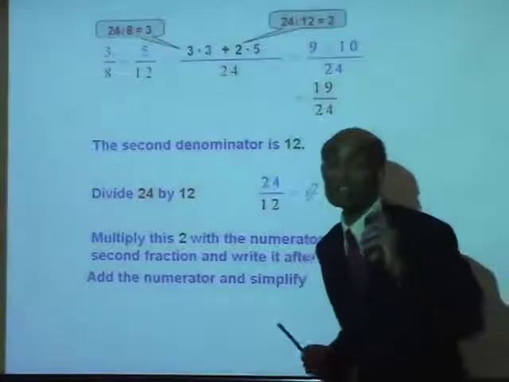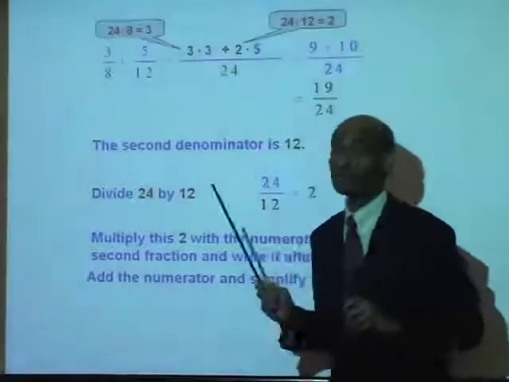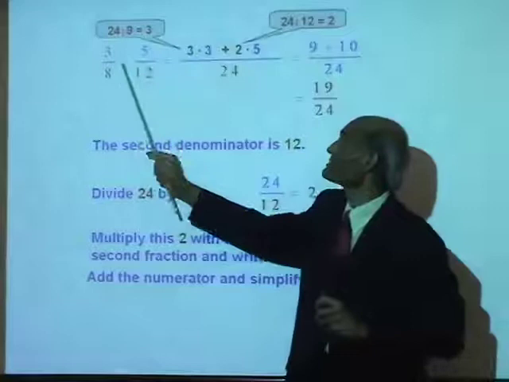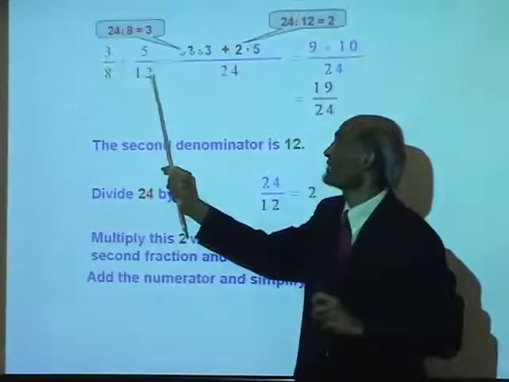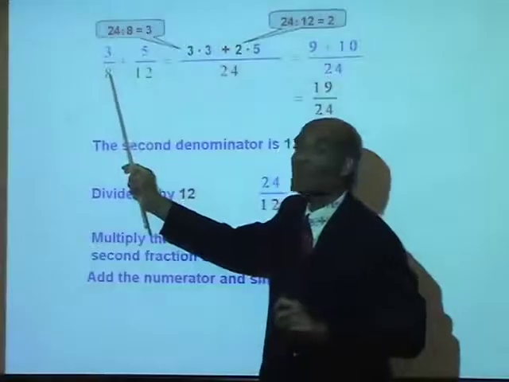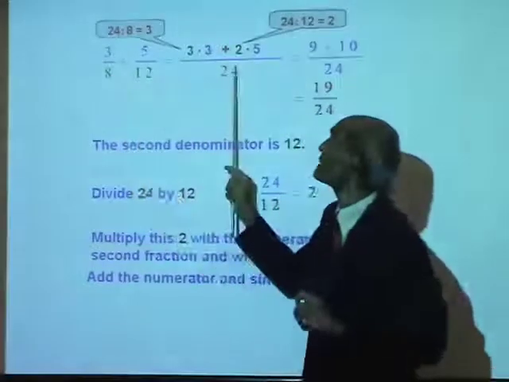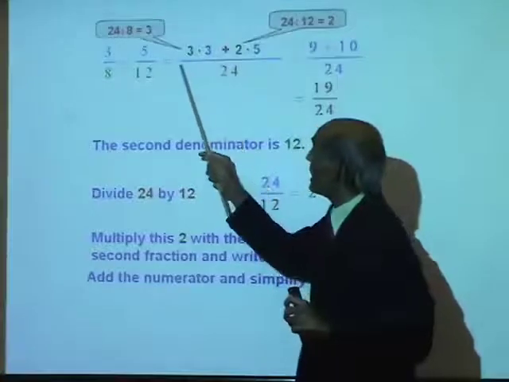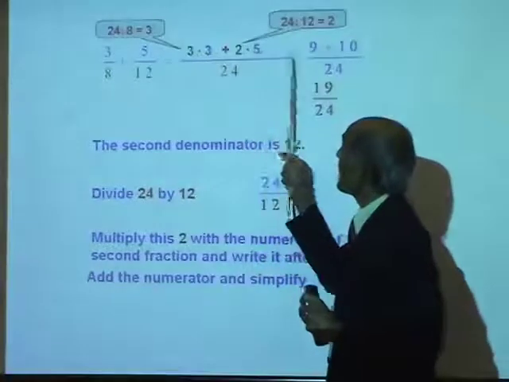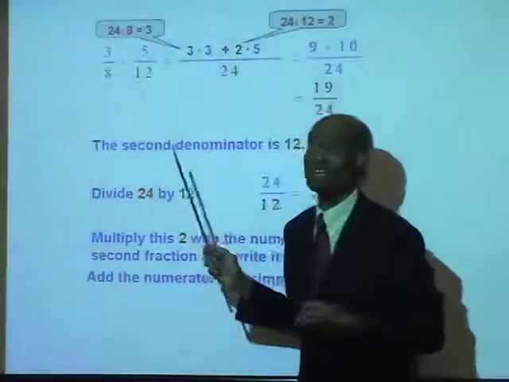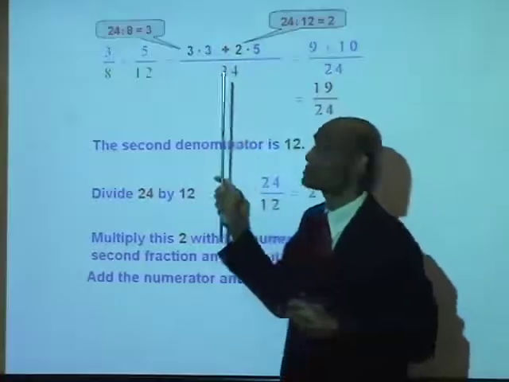You see, this is a very quick method. I'm going to show this one more time, and watch this. 3 over 8 plus 5 over 12. First find the LCD of 8 and 12, and you know that is 24. Write that as your denominator, and then put this big line. We need to now construct our numerator. See how the numerator is constructed?